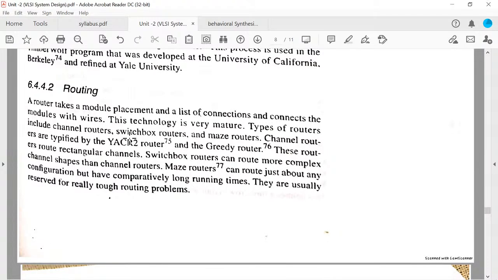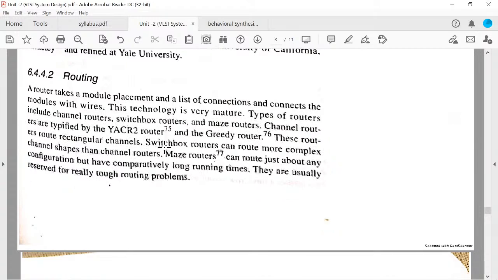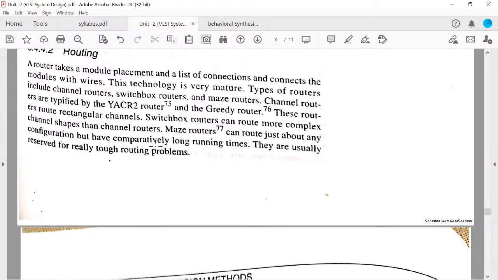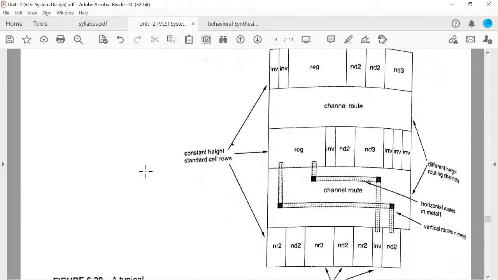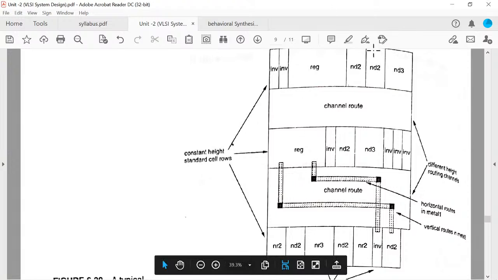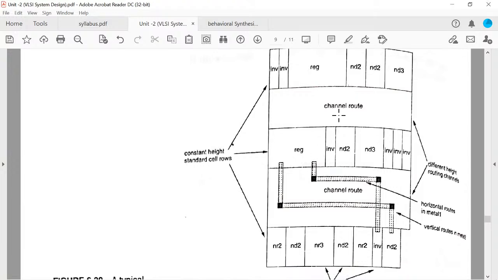For providing this routing, various types of algorithm can be used. Out of them, some are maze routing and greedy routing. There are some more algorithms that can be used for the routing purpose. One structure is given here. Various elements are connected. This rectangular part represents the size of the integrated circuit. Here some inverters, registers and other elements are connected.